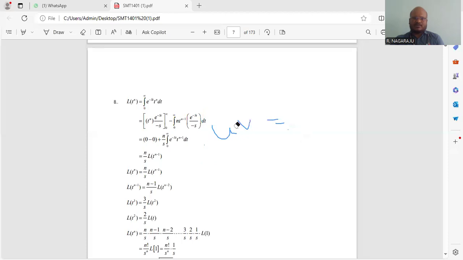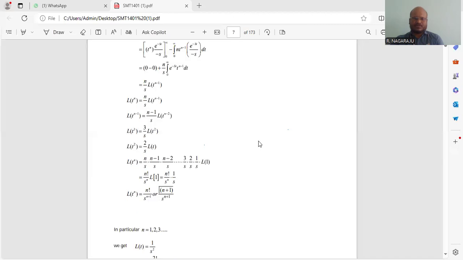So the total answer will be like this. The total answer will be n factorial by s power n plus 1, or you can say gamma of n plus 1 by s power n plus 1. Means the formula of L of t power n is equal to n factorial by s power n plus 1, or gamma of n plus 1 by s power n plus 1.